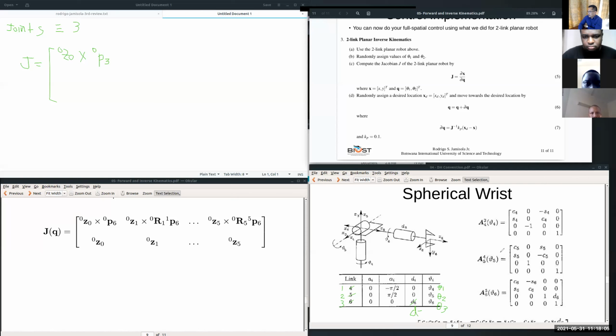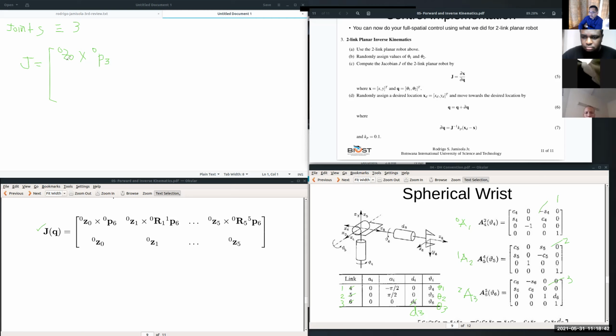Okay, so anything else here will be A, 0A1, 1A2, and then 2A3. And then here, the index will be 1. The index here will be 2. And the index here will be 3. Just so we won't have a problem with the indexing of the Jacobian.